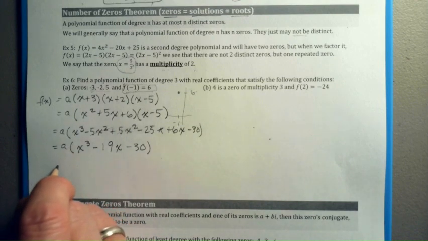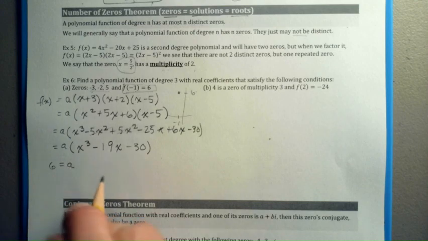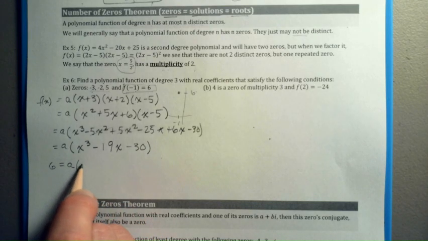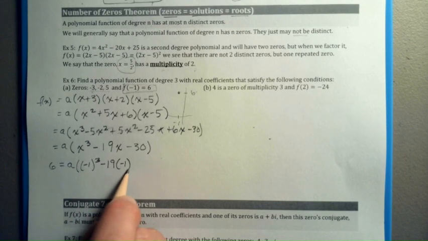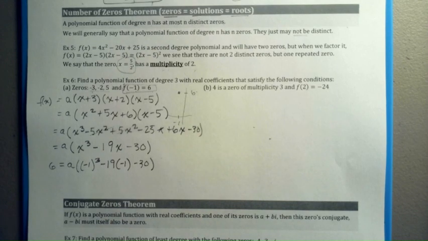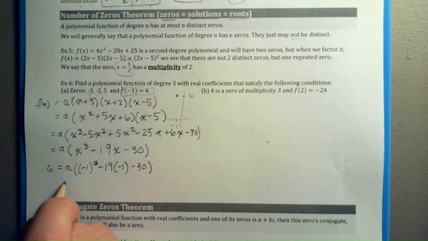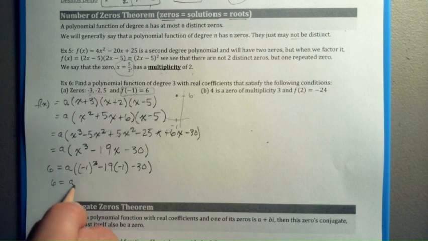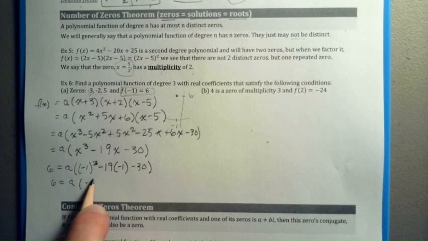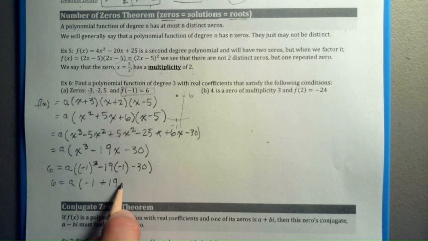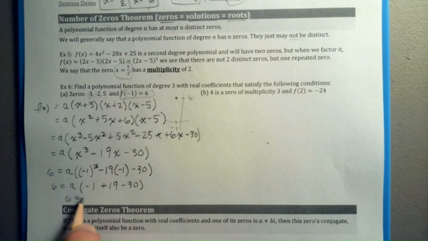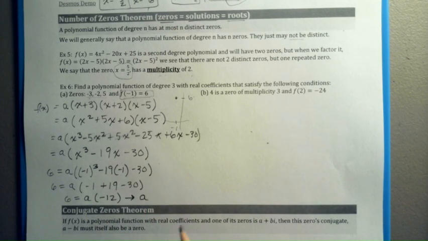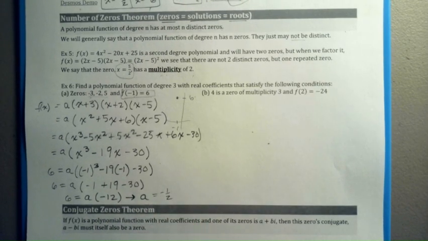So if we have 6 is equal to a times, and we put in a negative 1, so that's negative 1 cubed minus 19 times negative 1 minus 30. And so all that's going to be 6 is equal to a times negative 1 plus 19 minus 30. And all that is 6 is equal to a times negative 12. So that gives us an a value of negative 1/2.